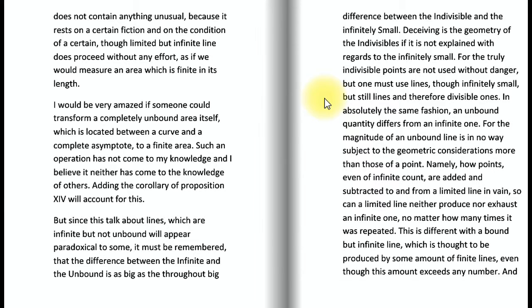In absolutely the same fashion, an unbound quantity differs from an infinite one, for the magnitude of an unbound line is in no way subject to the geometric considerations more than those of a point, namely, how points even of infinite count are added and subtracted to and from a limited line in vain. So can a limited line neither produce nor exhaust an infinite one, no matter how many times it was repeated. This is different with a bound but infinite line, which is thought to be produced by some amount of finite lines, even though this amount exceeds any number.